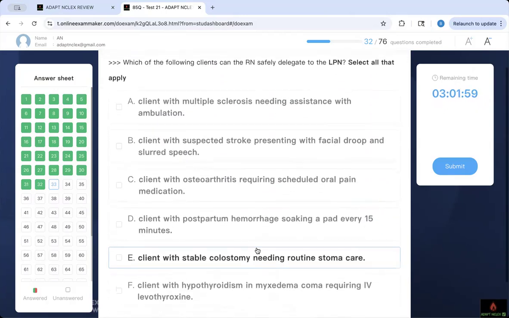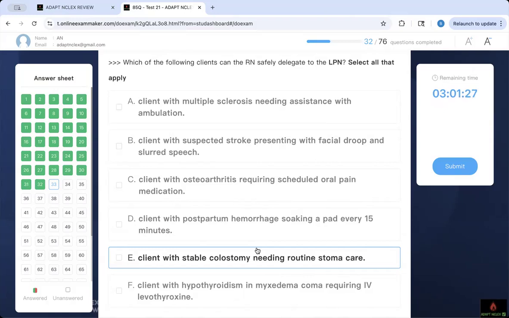Which of the following clients can the RN safely delegate to the LPN? We saw it, MMR most. This is a delegation question. Client with multiple sclerosis needing assistance with ambulation. Can the LPN take care of them? Client with suspected stroke presenting with facial droop and slurred speech. Client with osteoarthritis requiring scheduled oral pain medication. Client with postpartum hemorrhage soaking a pad every 15 minutes. Do you think that patient is stable?